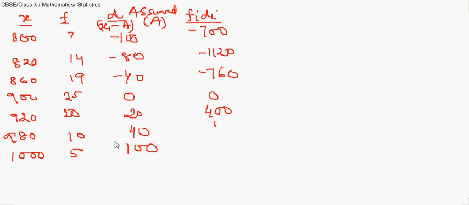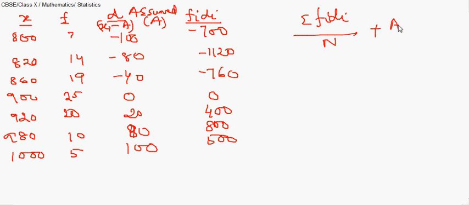Did I make any mistake here? It was 80 and I made a mistake there. So this was some 800. This was 500. Now calculating the mean will remain as summation of fd by summation, divided by n, plus a. Sometimes you look at the formula as a plus summation of fd by n. N is actually summation of f.